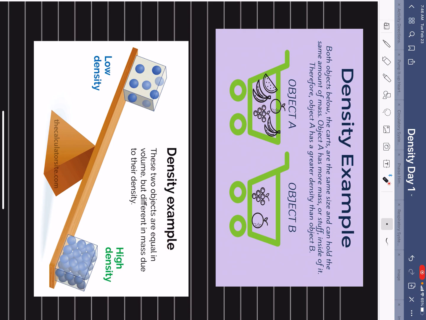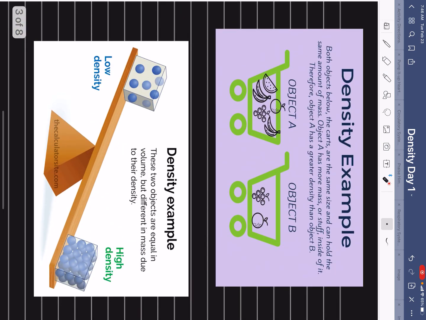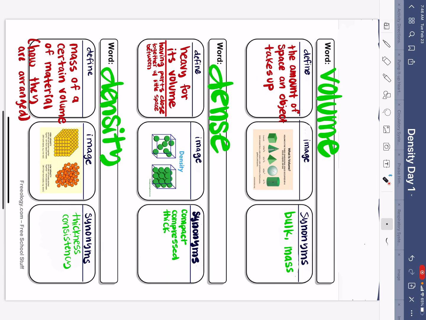And then here's another good density example. These two objects are equal in volume, but different in mass due to their density. Low density, so this looks like it must be a liquid. And then here we have a solid. It's got high density. One of the things I wanted to point out here is that even though these are both solids, there are more things in this buggy, more stuff, so that's why this one has more density. All right.